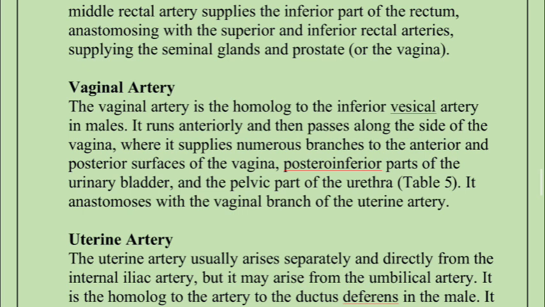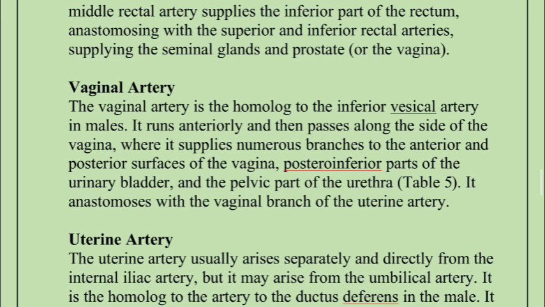You have the vaginal artery. We are still looking at the pelvic arteries, which are branches of the internal iliac artery. I want to talk about the vaginal artery. The vaginal artery is like what we call the inferior vesical artery in the males. I said that earlier on. So in females we have the vaginal artery, while in males we have the inferior vesical artery.